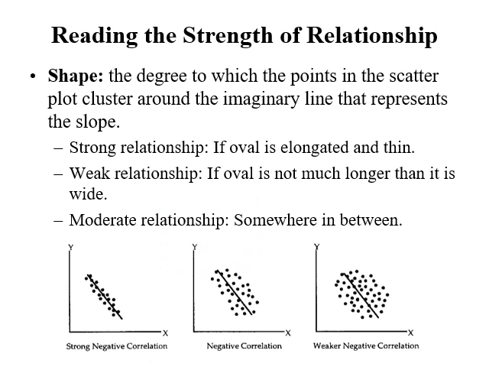So again, if we read the strength of the relationship, the degree to which the points in the scatter plot cluster around that imaginary line of best fit represents the slope. For stronger relationships, the oval is elongated and thin. All the data points are going to be fairly close to that line of prediction. And as the relationship gets weaker, the dots or the predictions are going to be farther and farther away from that line of best fit.